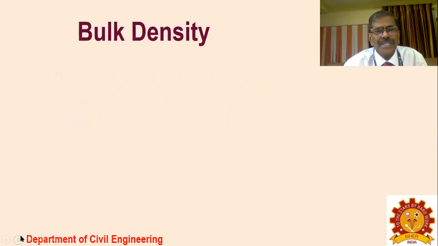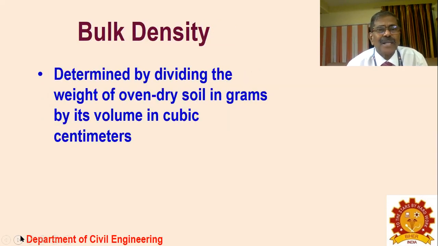Then other properties like bulk density, which is determined by dividing the weight of the oven dry soil in grams by its volume in cubic centimeters. Why it is given here is that bulk density will define the character of the soil, whether it is a dense soil or maybe a loose soil. So normally it is characterized this way. Bulk density is one of the important factors in the soil parameters.